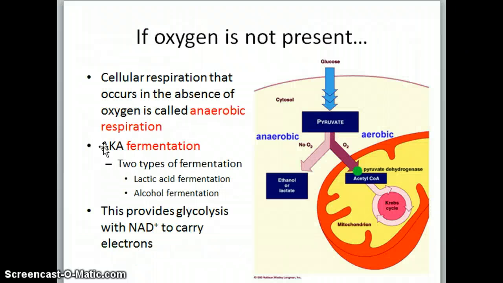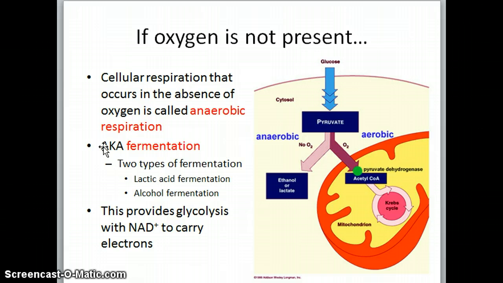When oxygen is present, the cell goes through aerobic respiration. In other words, the Krebs cycle and electron transport chain. If oxygen is not present, the cell goes through anaerobic respiration. In other words, fermentation. There's two types of fermentation, and which type the cell goes through depends on the cell we're looking at.